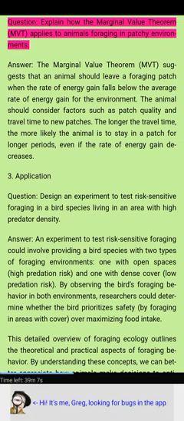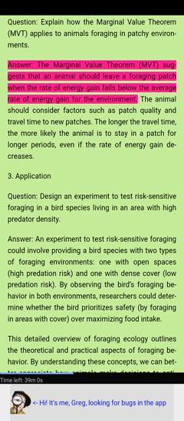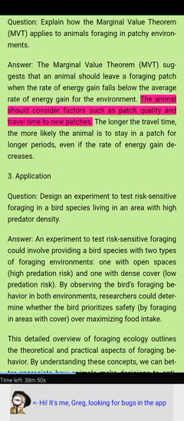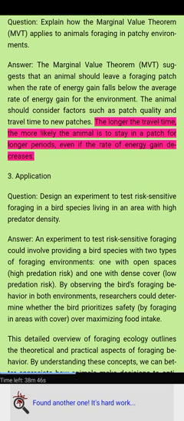The animal should consider factors such as patch quality and travel time to new patches. The longer the travel time, the more likely the animal is to stay in a patch for longer periods, even if the rate of energy gain decreases.